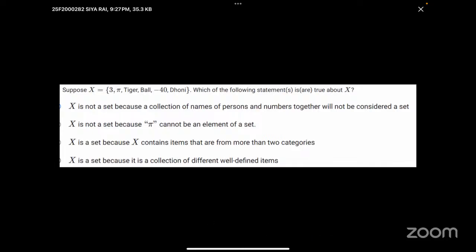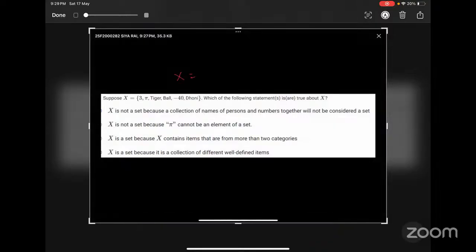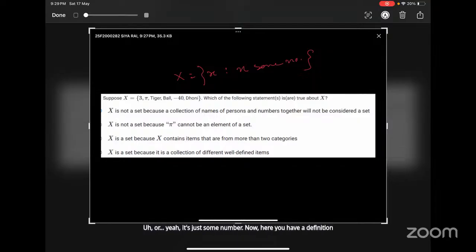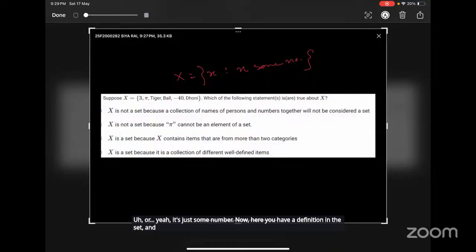How can I explain it? Like if I had some x such that this x is some number. Now here you have a definition in the set, and that some number can be anything. Don't know what that some number exactly is. So here you have a confusion.